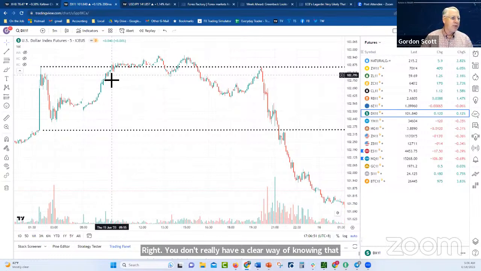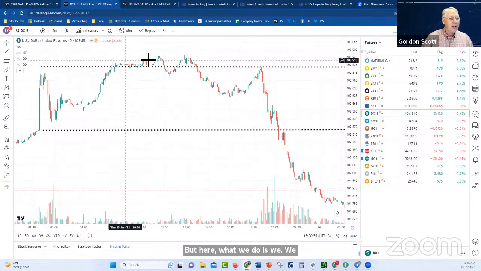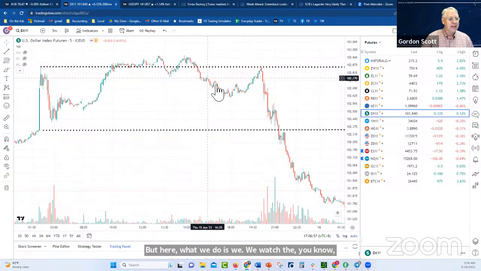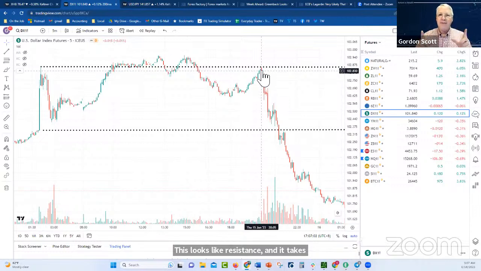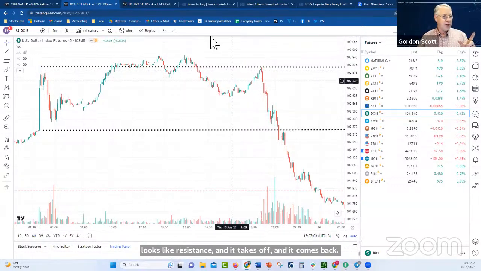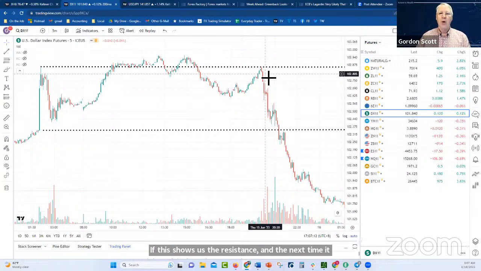But here, what we do is we watch the minutes pass. We realize, wow, this looks like resistance, and it takes off and it comes back up, and we think, okay, if this shows us that it's resistance, then the next time it hits that level, I can prepare to trade a reversal. What kind of a setup am I going to take, right?